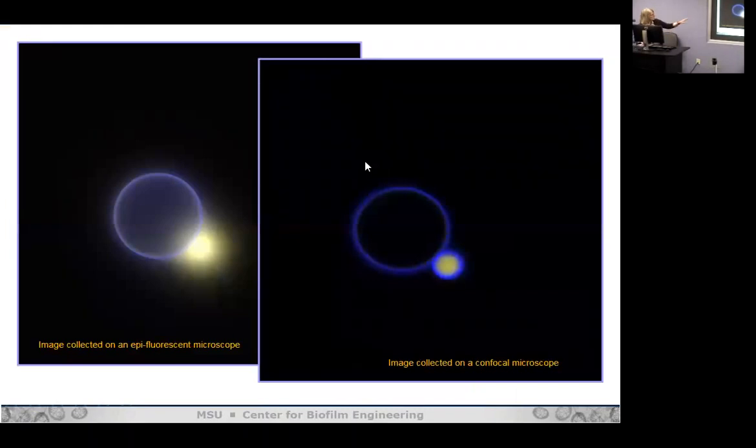And here is an example of that. The image on the left was collected on an epifluorescent microscope. The image on the right is the same exact pair of fluorescent beads collected on a confocal. You see on the left here, you see out-of-focus haze. You're used to interpreting that as topography, as three-dimensionality, but it's out of focus, and we can't see that bright, smaller bead very well. And the confocal image on the right is a cross-section of both beads, and it's beautiful.